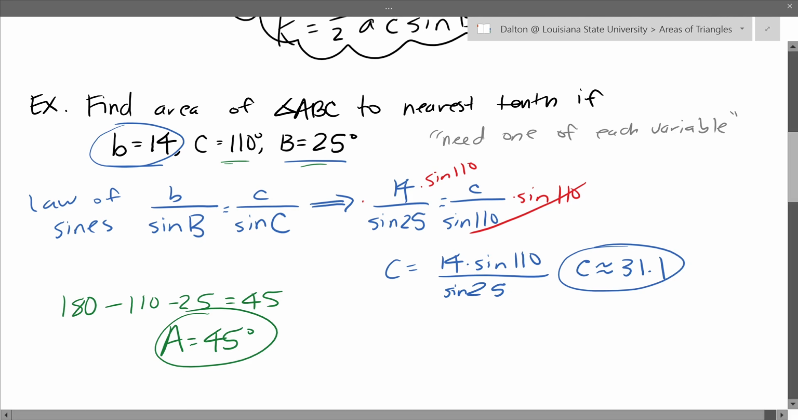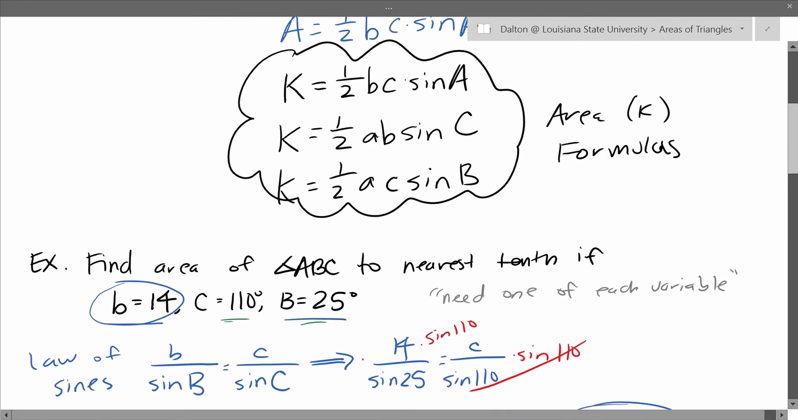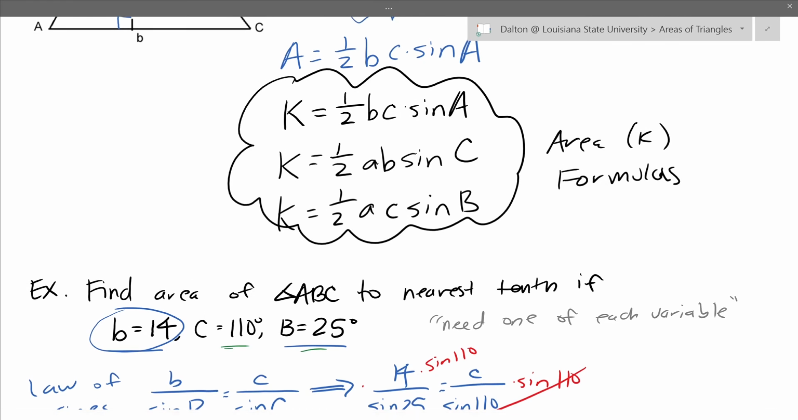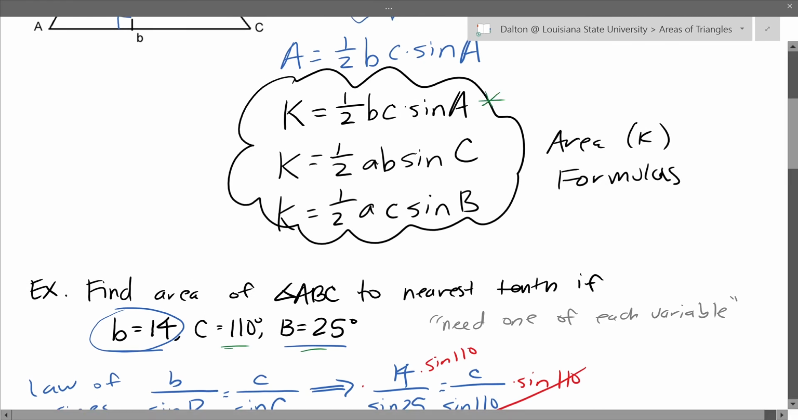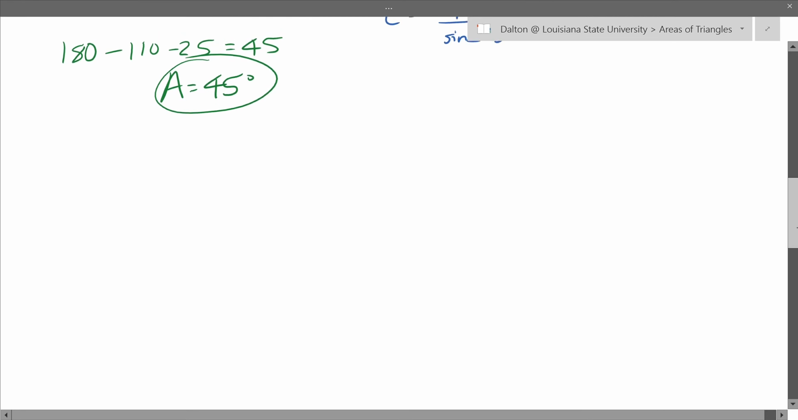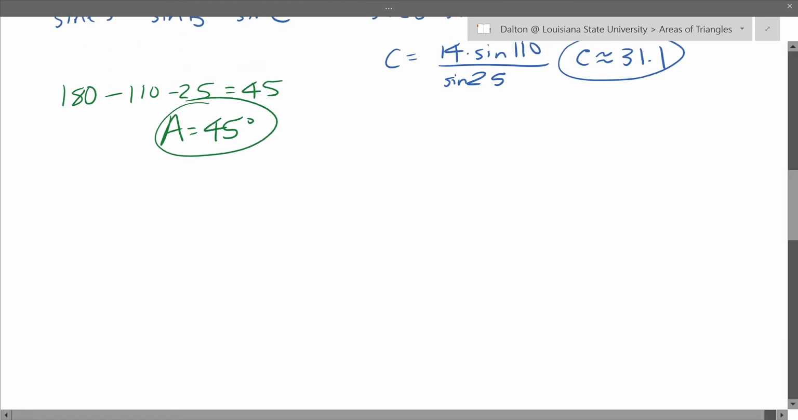So now using the area formula that has the sine of angle A, we're going to substitute in our information. So let me rewrite what that'll look like. We're going to be using K is equal to 1/2 BC times the sine of angle A. So that's going to be 1/2. We know that side B is 14. We know that C is that decimal that we found earlier, about 31.1, and again, that decimal continues on for a long time, times the sine of 45 degrees.